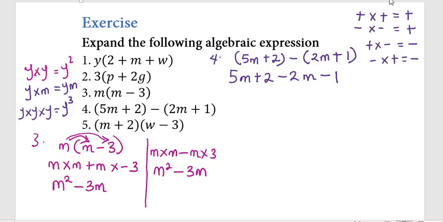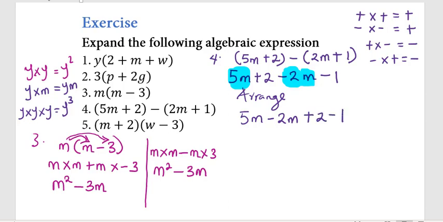From here, we can arrange or collect like terms. So we've taken 5m, and we've taken minus 2m. So what are we left with? Right here we are left with plus 2 and minus 1. So let's put it here, plus 2 and minus 1. 5 minus 2 is 3m, right? And then 2 minus 1 is just 1, so plus 1, and we are done. This is our final answer for question number 4, and that's it.